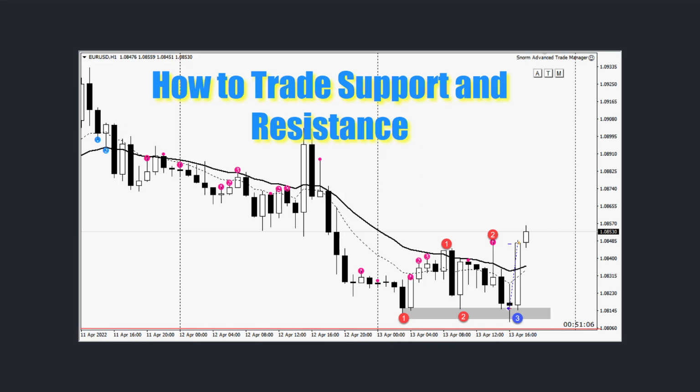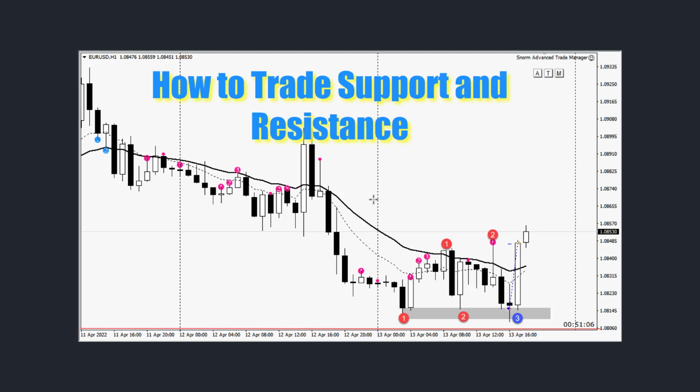How to trade support and resistance in Forex. Now I know that this topic has been talked about and taught over and over, but this is my approach. This is how I do it, and I think there's no better way. So first, you want to establish if the market that you're trading is in a trend or a trading range.